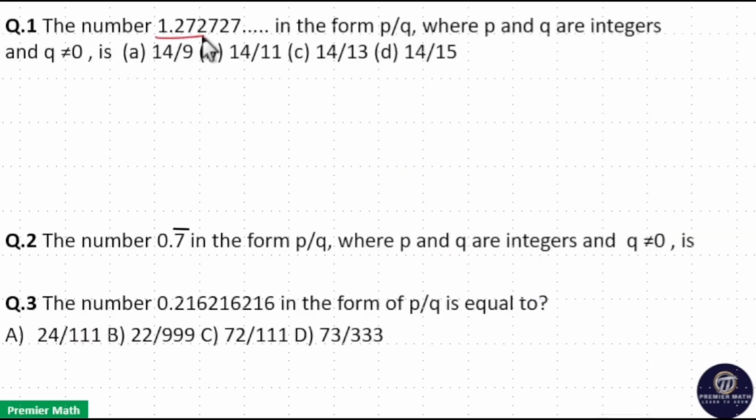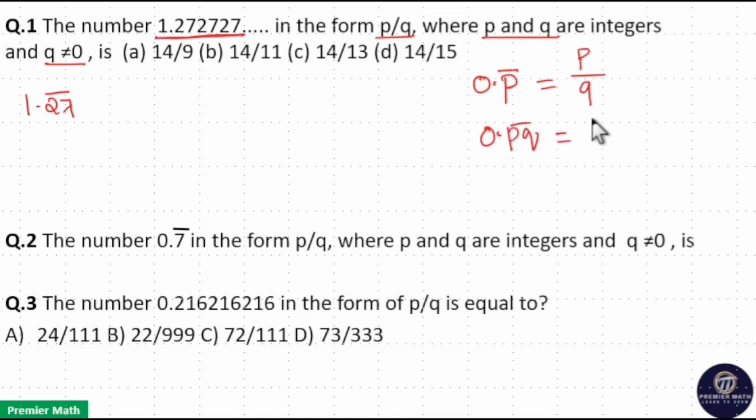The number 1.272727 in the form of P by Q, where P and Q are integers and Q not equal to 0, is. Here two numbers are repeating. So I can write it as 1.27 bar because 27 is repeating many times. Whenever you have a repeating decimal, there can be 9 in your denominator. So there is a short trick rule. If it is in the form of 0.P bar, only one number is repeating, then write the repeated number in the numerator and write 9 in the denominator. If it is in the form of 0.PQ bar, that is two numbers are repeating, then write the repeated number in the numerator and write 99 in the denominator because two numbers are repeating.